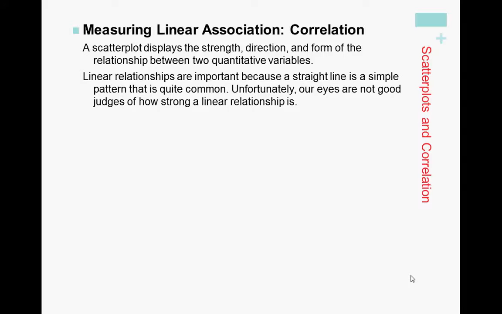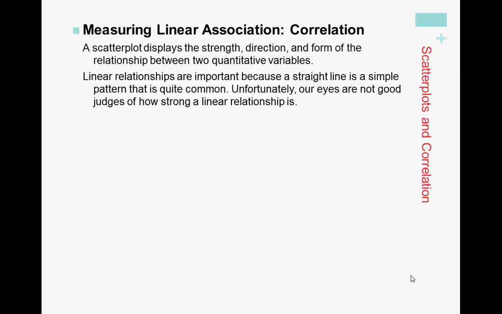We're continuing in section 3.1 here. We're going to talk about measuring linear association, which we call correlation. So this is going to give us some numerical ways, quantitative ways, to look at how closely these two things are related. So a scatter plot, like we talked about yesterday, displays the strength, the direction, and the form of the relationship between two quantitative variables: strength, direction, and form.